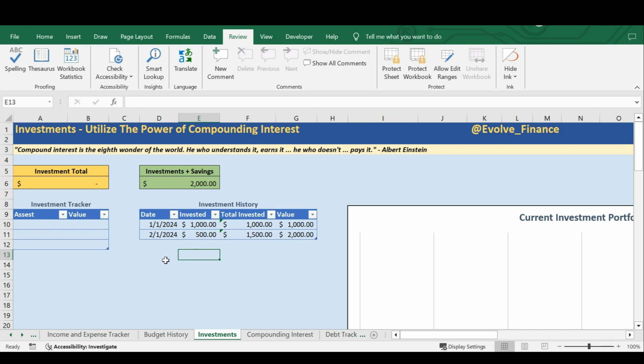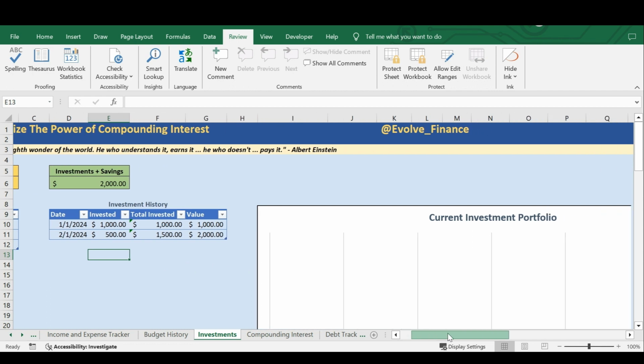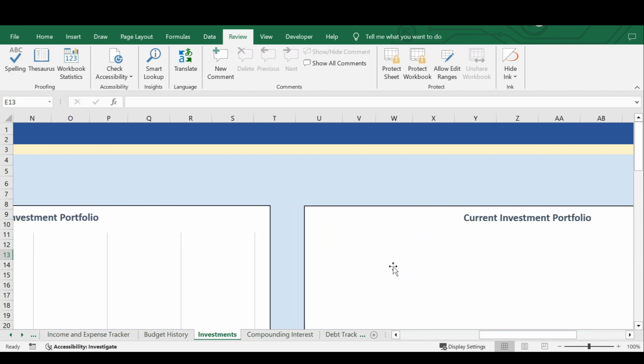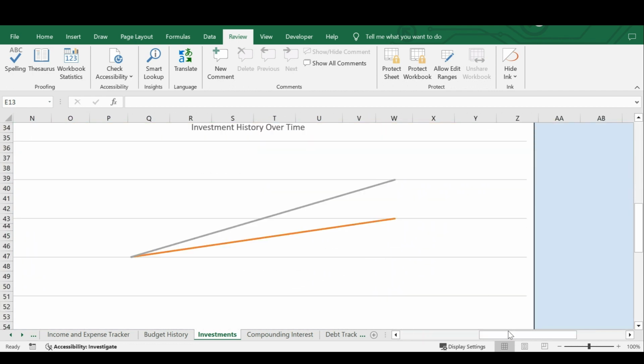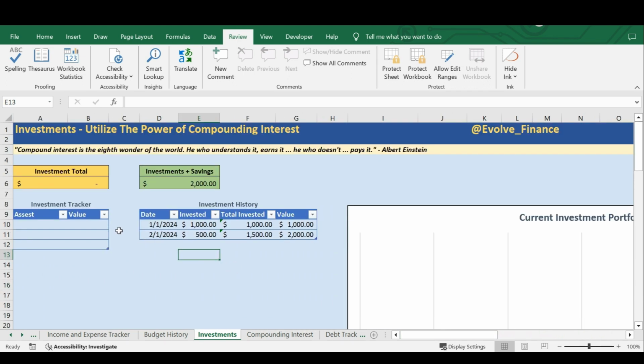In this video, we are going to cover the Investments and Compounding Interest tab. Let's start on the Investments tab. First, you'll notice a few items here on the tab: the investment total, investments plus savings, the investment tracker table, and the investment history table. If you scroll to the right, there are a few charts that will populate as you fill in your tables.